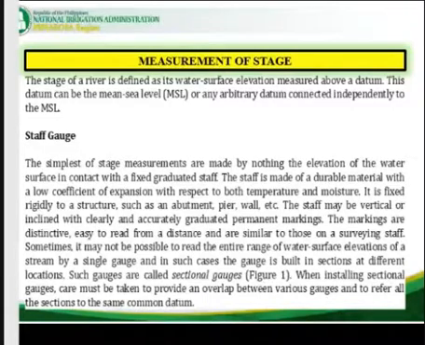The staff may be vertical or inclined with clearly and accurately graduated permanent markings. The markings are distinctive, easy to read from a distance, and are similar to those on a surveying staff. Sometimes it may not be possible to read the entire range of water surface elevations of a stream by a single gauge, and in such cases the gauge is built in sections at different locations. Such gauges are called sectional gauges, which is shown in Figure 1. When installing sectional gauges, care must be taken to provide an overlap between various gauges and to refer all the sections to the same common datum.